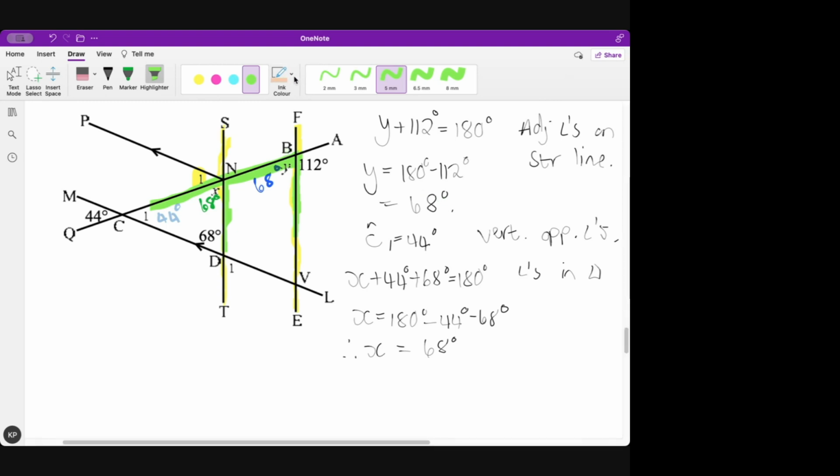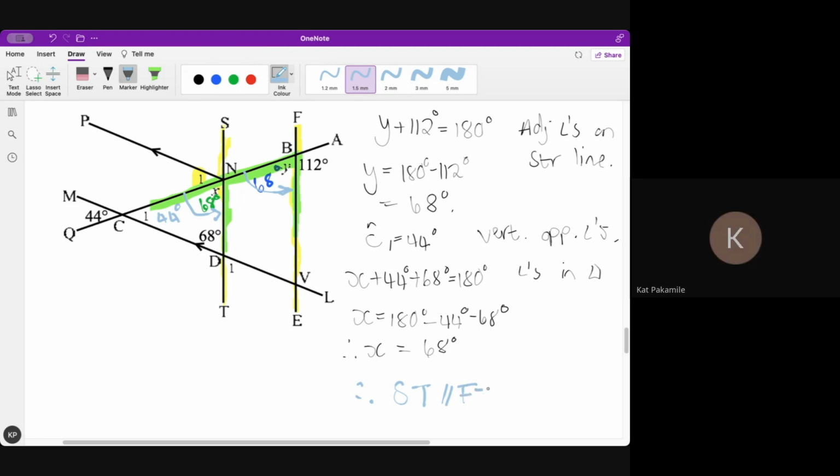Do you guys see what I mean? Are we with me, guys? We have now gone backwards. So we found Y in a different way, and we found X in a different way, and we realized that these are equal. Therefore, ST is in fact parallel to FE. Do you guys understand this?